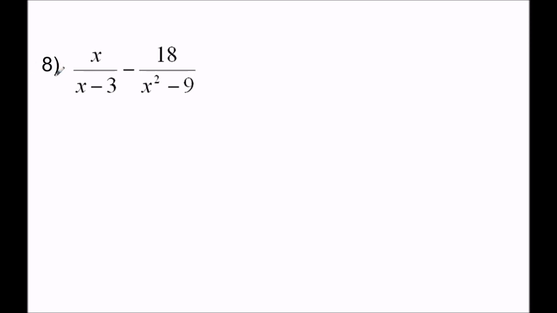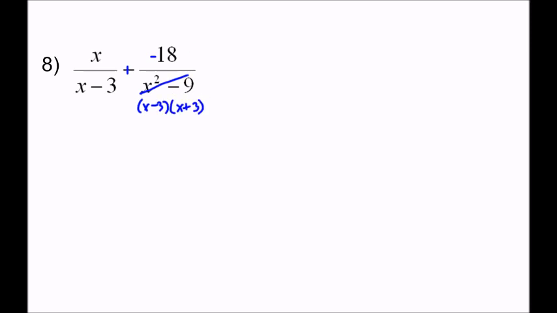Okay, for this one, this was kind of tricky. What we need to do here in the denominator is factor it in order to determine what our factors are and what our lowest common denominator is. Of course, we're always going to change it into addition of opposites if it's a subtraction problem. This I'm going to cross out and replace it with its factored form, x minus 3, x plus 3.